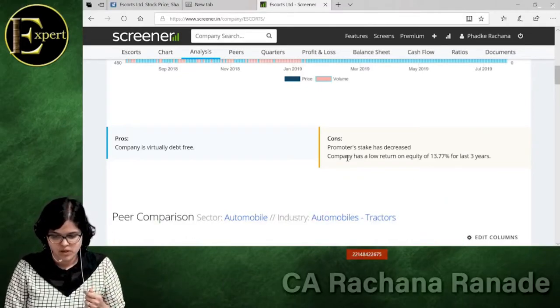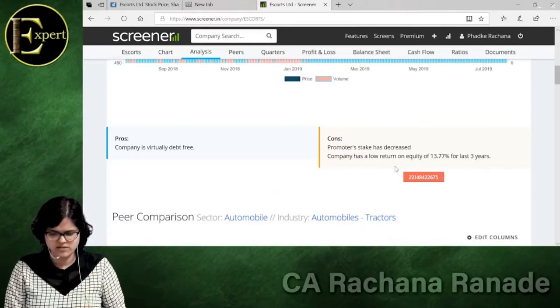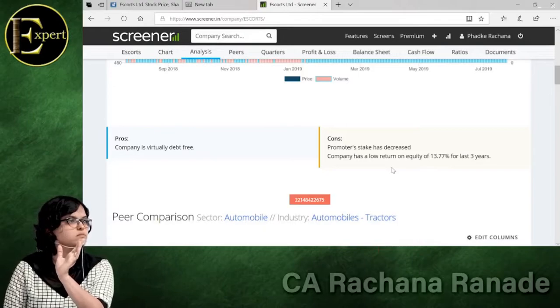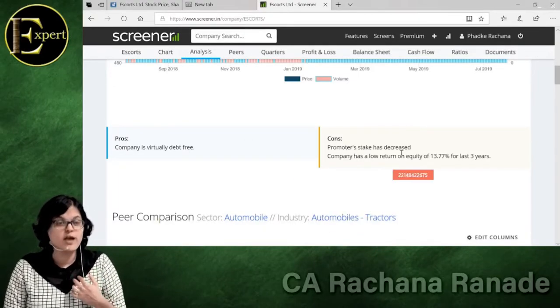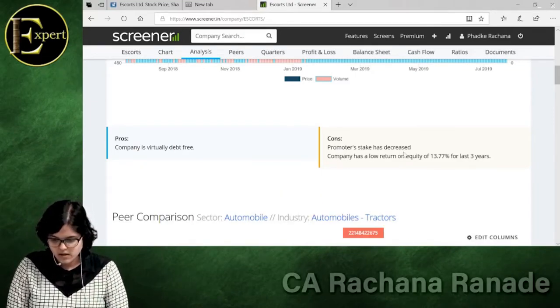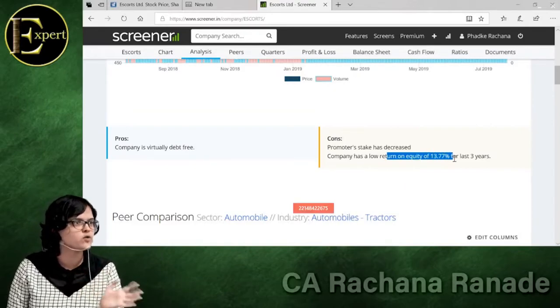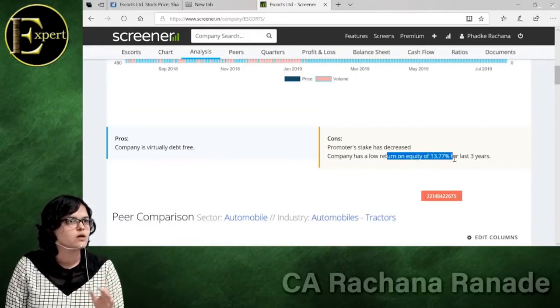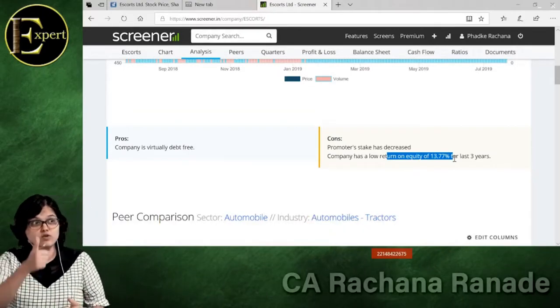And the company has a lower return on equity of 13.77% for the last 3 years. I don't think this is a con at all. See, they will give their own pros and cons. We have to analyze whether this is really a con or not. I don't think that a return on equity of 13% is low. According to me, it is not a low return on equity. If you're expecting 25-30%, then it's okay. But I used my thumb rule of more than 10%.